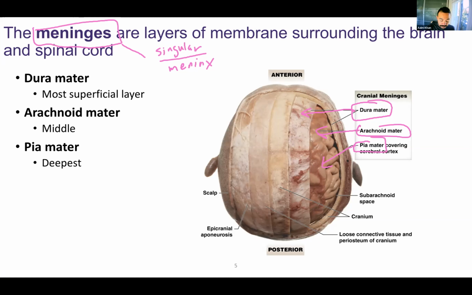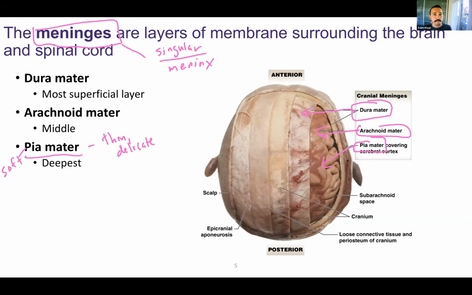The pia mater directly covers the brain. It's the deepest. It's super thin and delicate. You can't really peel it off of your brain. If you ever see a bare, quote unquote, bare brain, you're looking at a thin layer of pia mater covering the brain. Pia means soft.